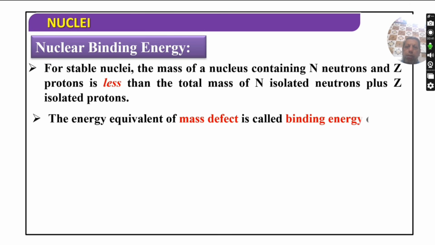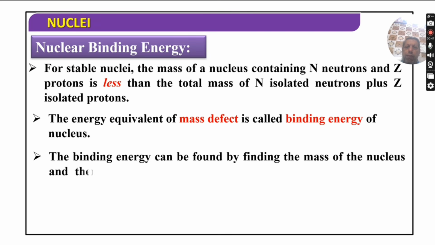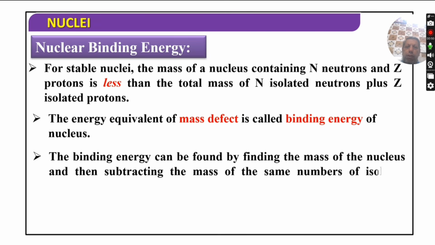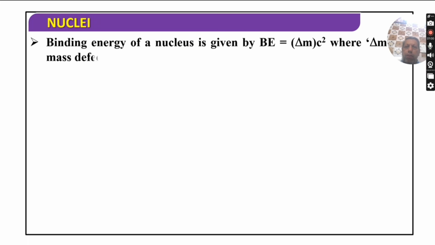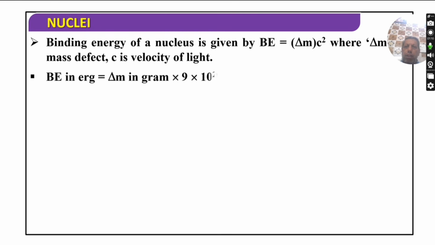The energy equivalent to mass defect is called binding energy of the nucleus. The binding energy can be found by finding the mass of the nucleus and subtracting the mass of the same number of isolated protons and neutrons. Binding energy of the nucleus is given by binding energy is equal to delta m into c square, where delta m is the mass defect and c is the velocity of light.